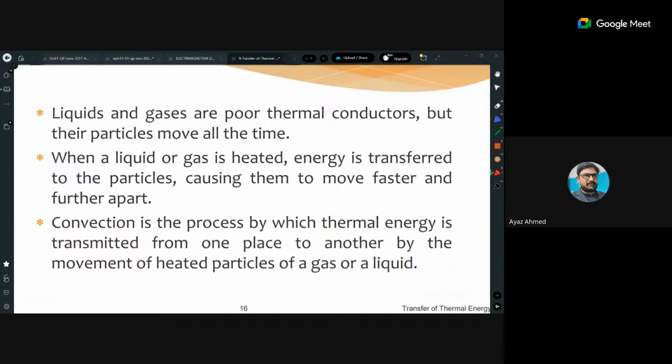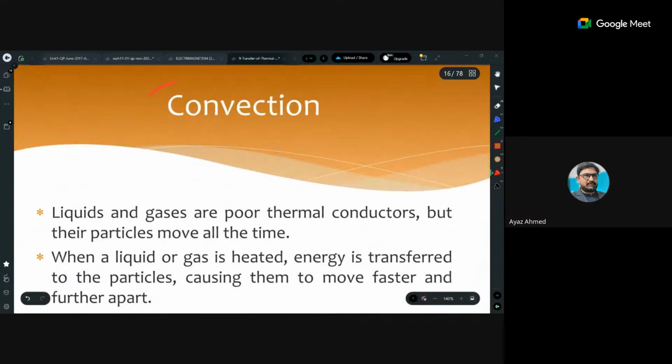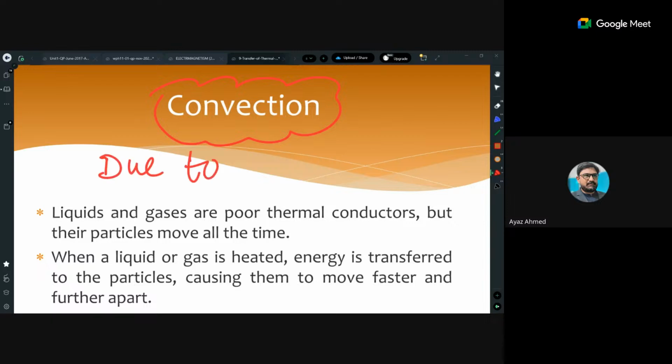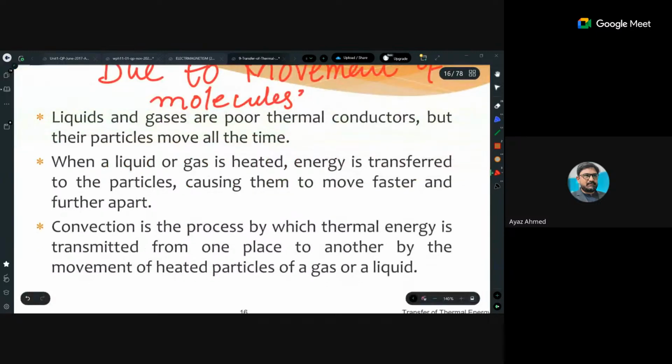Okay. In convection we have to see that convection is the process in which basically heat is transferred through fluids due to movement of molecules. Due to movement and vibration, these are different points. Movement of molecules. Okay? Due to movement of molecules. The liquids and gases are poor thermal conductors, but they are very good thermal convectors because the particles are far away from each other. So as I told you that they take time.